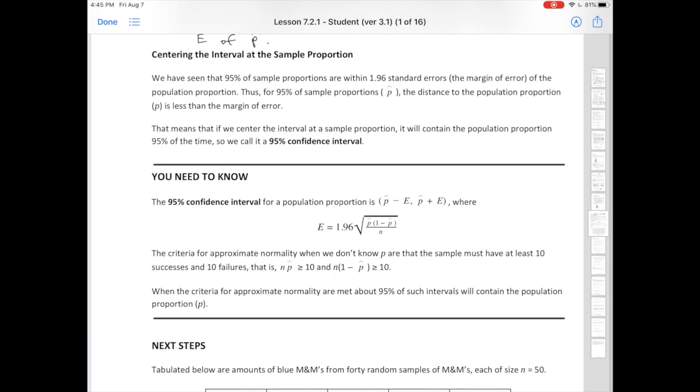Centering the interval at the sample proportion. We have seen that 95% of sample proportions are within 1.96 standard errors. Remember, we call that the margin of error of the population proportion. Thus, for 95% of sample proportions, the distance to the population proportion is less than the margin of error. That means that if we center the interval at a sample proportion, it will contain the population proportion 95% of the time. So this gives us a name. We call this the 95% confidence interval.